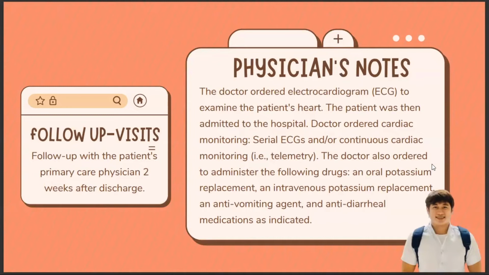Physician notes. The doctor ordered an electrocardiogram or ECG to examine the patient's heart. The patient was then admitted to the hospital. The doctor ordered cardiac monitoring, serial ECGs, and continuous cardiac monitoring. The doctor also ordered to administer the following drugs: an oral potassium replacement, an intravenous potassium replacement, an anti-vomiting agent, and antidiarrheal medication as indicated.